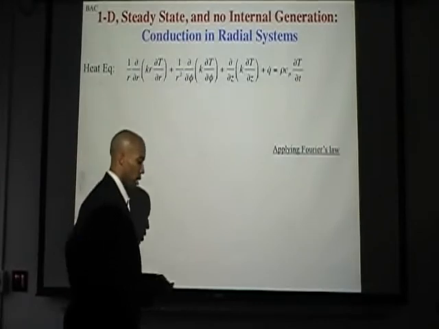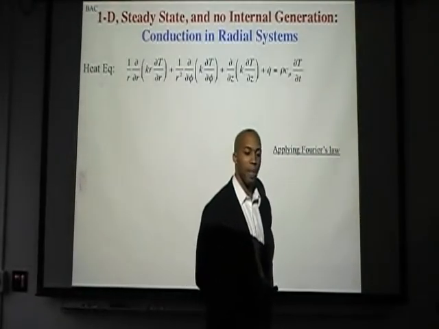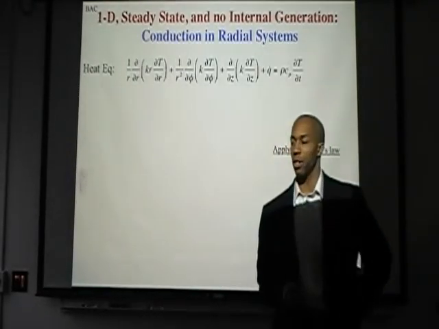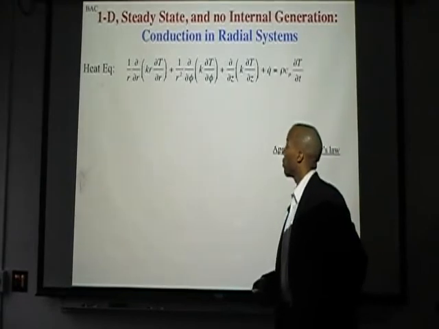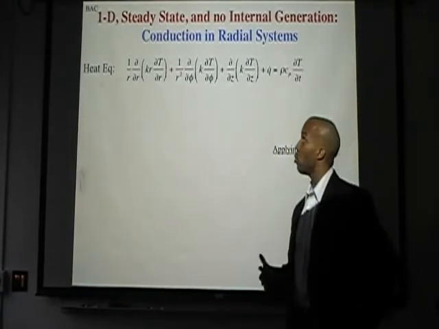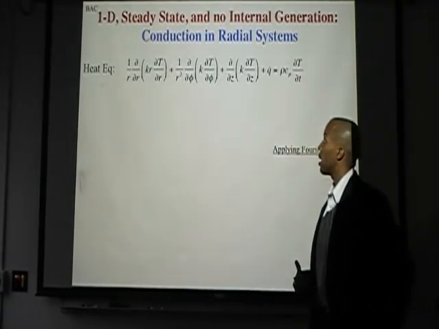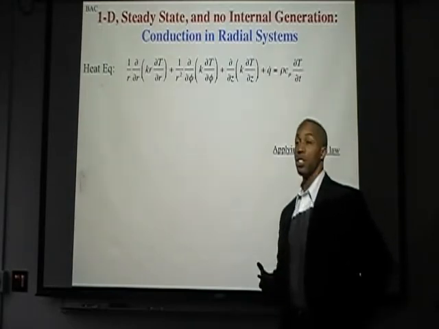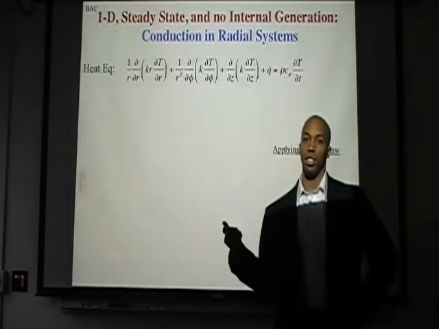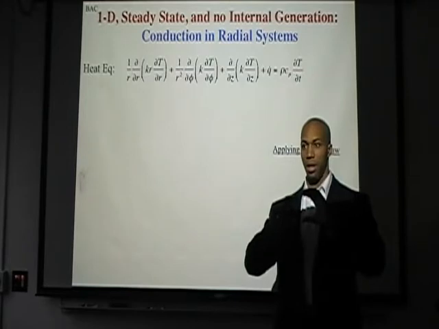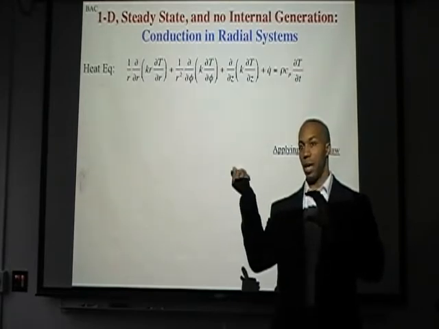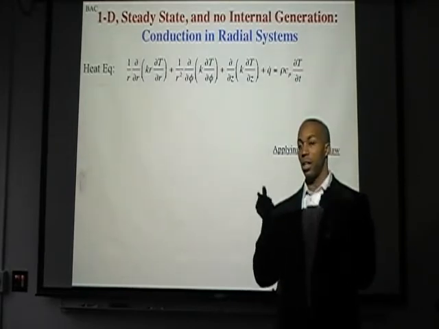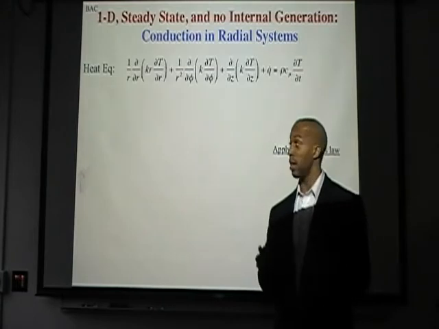So now let's move on to radial systems. So cylindrical or spherical systems where we have heat conduction. It's still one-dimensional, steady state, and no generation. So the one dimension here is the radial direction. So if you have a pipe, heat flow is coming out of the pipe radially. If you have a sphere, the same thing.